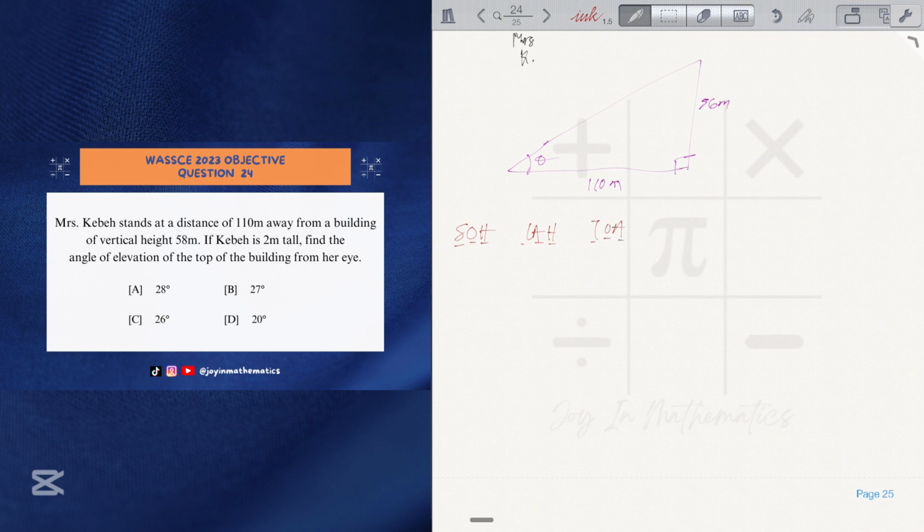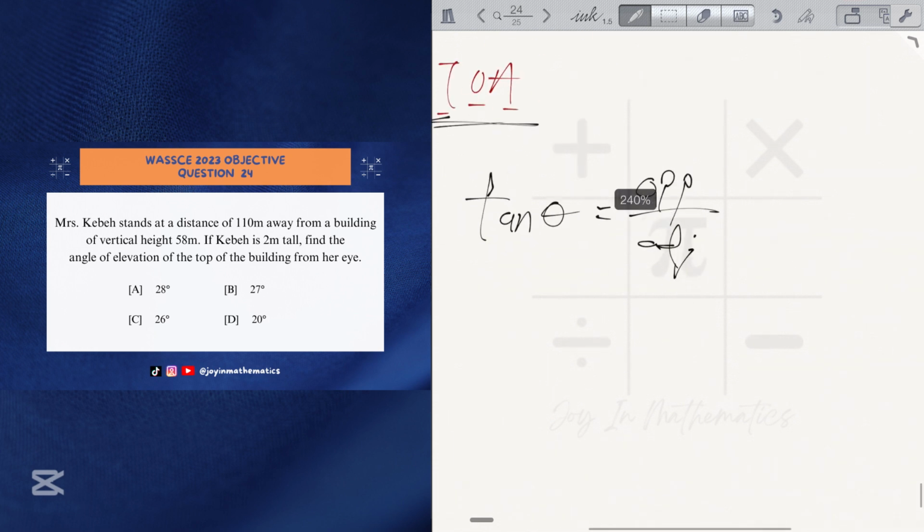Now if you look closely at this, we understand that the side facing angle theta is the opposite. So we have 56 to be the opposite, this to be the adjacent, and we have the hypotenuse here. So the opposite is equal to 56 meters, the adjacent is equal to 110 meters, and the hypotenuse is not in question, and theta is unknown. So what relates opposite and adjacent together? Opposite and adjacent are related by tan. So tan theta is equal to opposite divided by the adjacent.